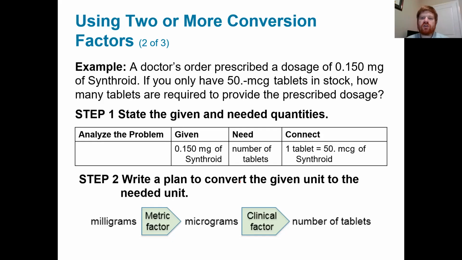A doctor's order prescribed a dosage of 0.150 milligrams of Synthroid. If you only have 50 microgram tablets in stock, how many tablets are required to provide the prescribed dosage? So what you're given is 0.150 milligrams of Synthroid. That's what you need to administer to the patient. Now the thing is, you're not going to measure out Synthroid into a little weigh boat and give that to the patient. No, you have these 50 microgram tablets, and you need to figure out how many tablets am I supposed to give to this patient.